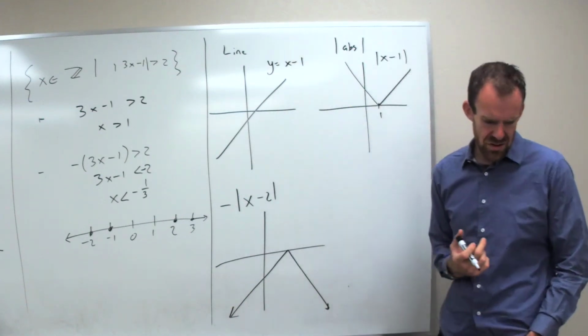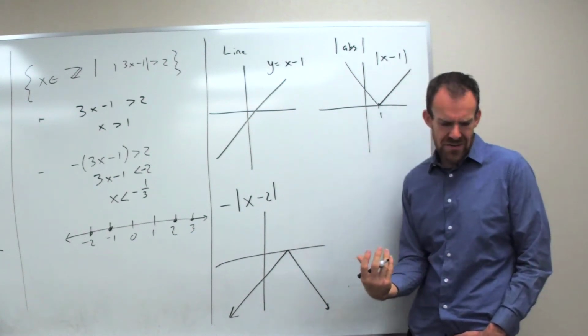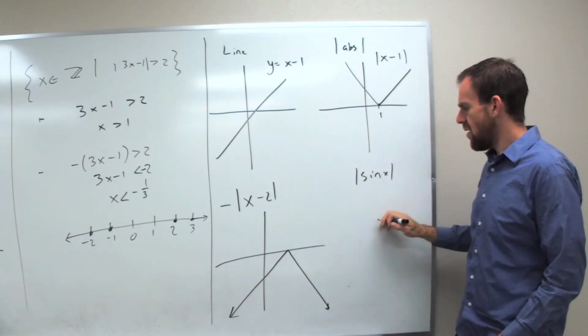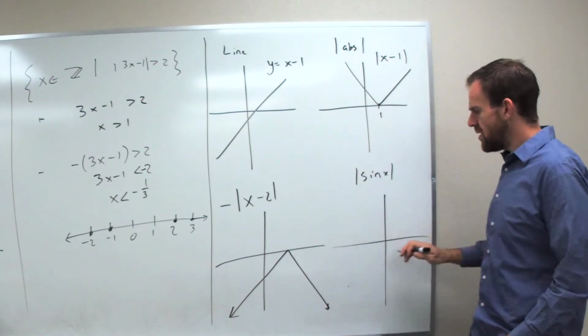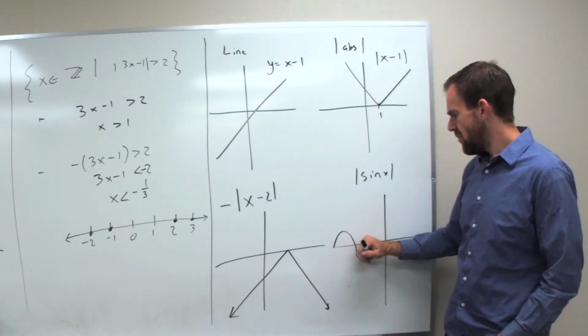Another function that you should know is obviously your sine, cosine, tangent graphs. But what happens if you take the absolute value of sine of x? Well, where your old sine used to go up and down, is this going to work? Nope.